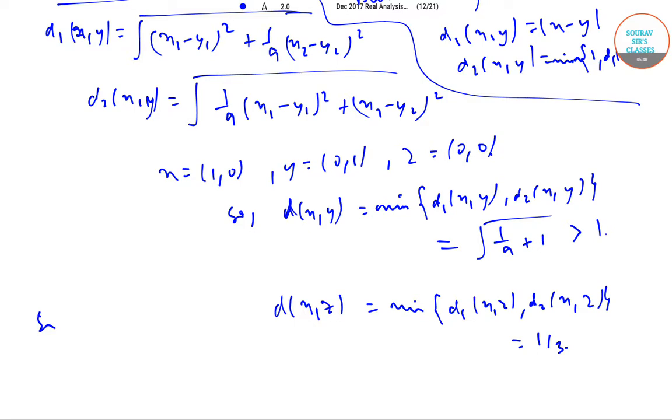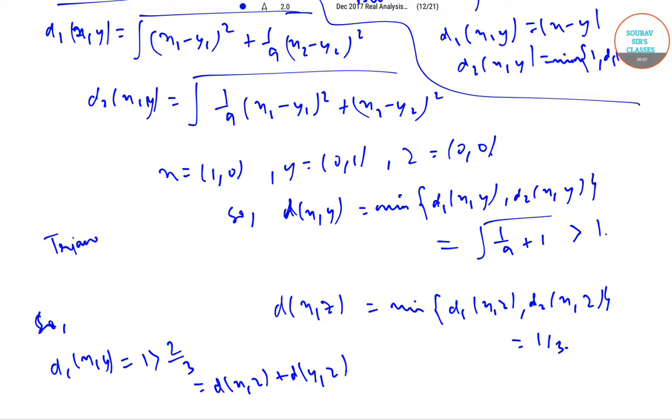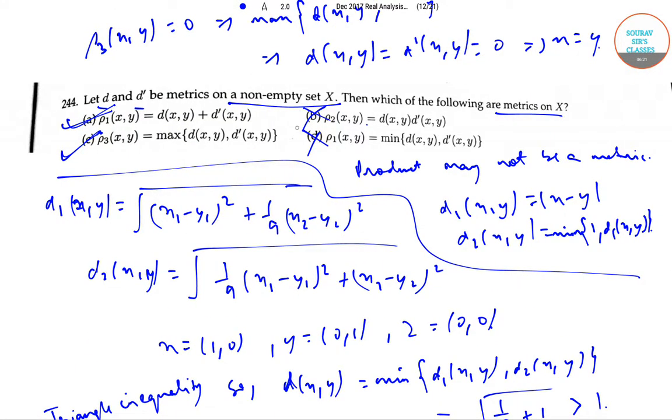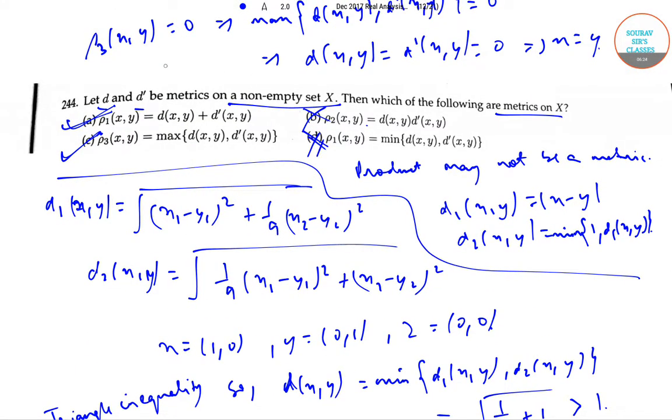So d(x, y) is equal to 1, which is greater than 2 by 3, which is equal to d(x, z) plus d(y, z). Therefore, the triangle inequality is not satisfied. So, option D is incorrect. Therefore, options A and C are the only correct options.